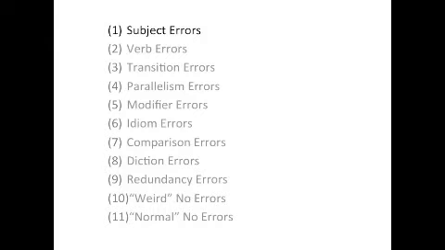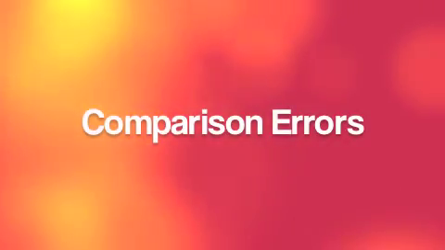Anyways, back to today's lesson. Today we're going to talk about one of the 11 common writing categories that you need to know to dominate the SAT writing test. Here we go. As a reminder, the 11 categories are subject errors, verb errors, transition errors, parallelism errors, modifier errors, idiom errors, comparison errors, diction errors, redundancy errors, weird no errors, and normal no error. Today's lesson: comparison errors.